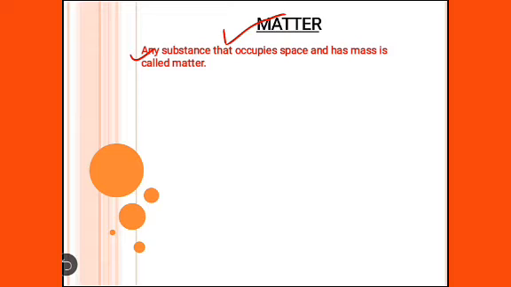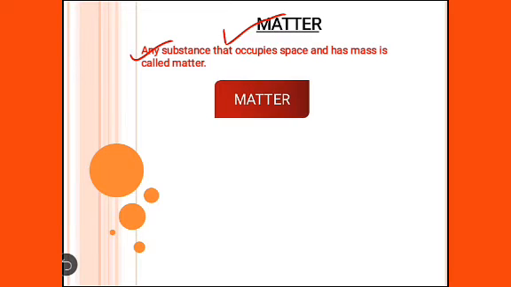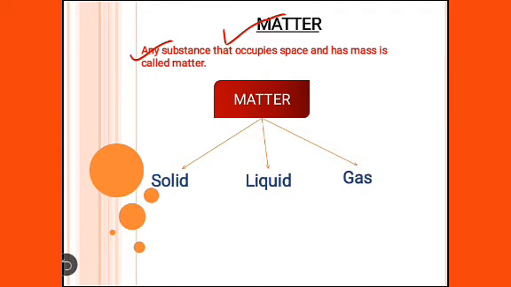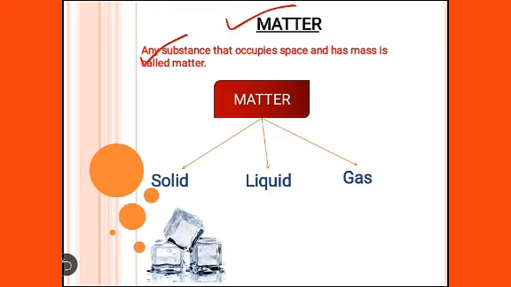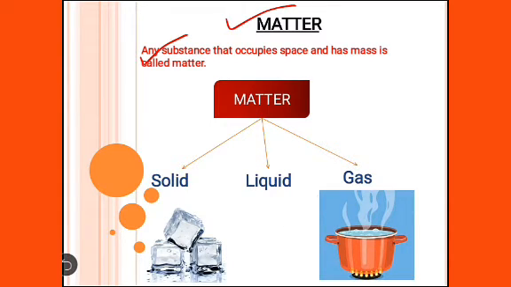And matter exists in three different states. These are solids, liquids and gases. Water exists in all the three forms: solid, liquid and gas. Ice is the solid form of water, steam is the gas form of water, and water is liquid.